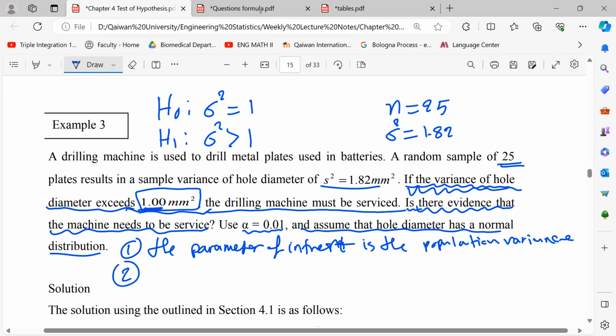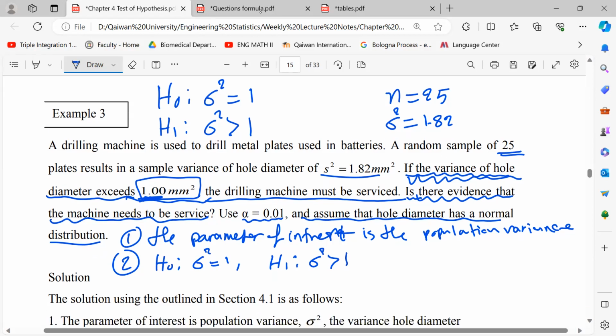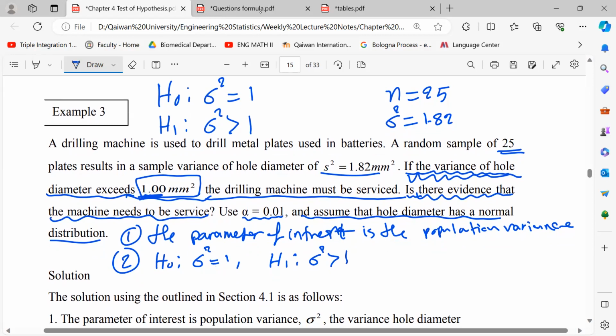In the second step, we write down the null hypothesis and the alternative hypothesis. H naught is sigma squared equals 1, and H1 is sigma squared greater than 1. In step 3, we just write down the significance level. What's the significance level? It's alpha. So alpha is 0.01.